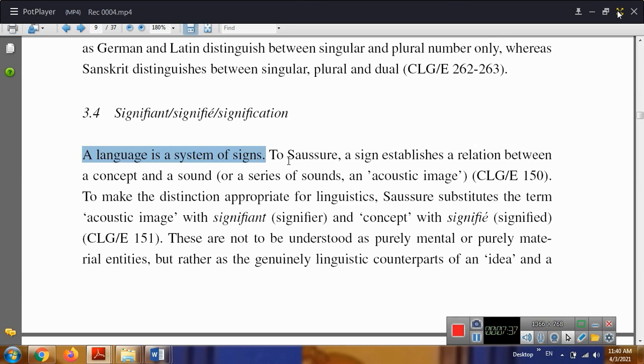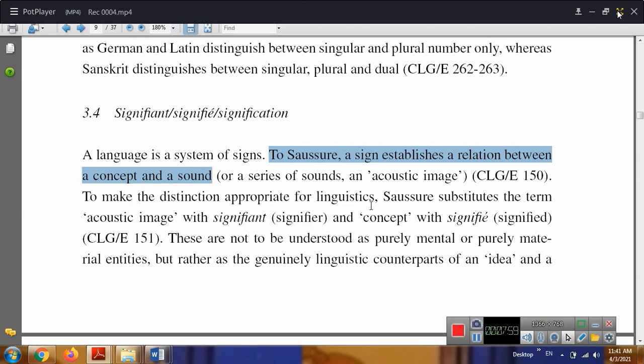A language is a system of signs. We know that. Saussure considers language as a system of signs. To Saussure, a sign establishes a relation between a concept and a sound, or a series of sounds, an acoustic image. To make the distinction appropriate for linguistics, Saussure substitutes the term acoustic image with signifier, and concept with signified. You should know this concept of Saussure.